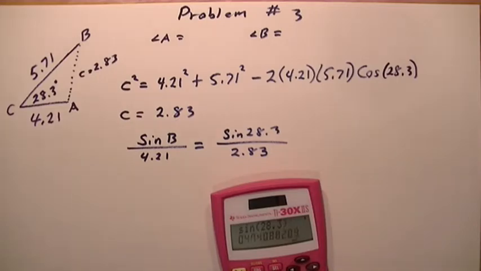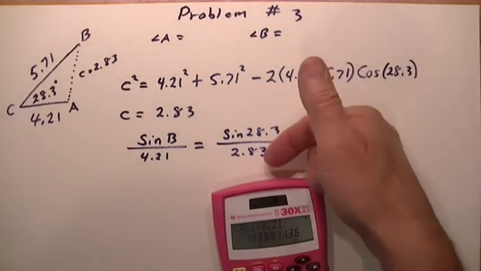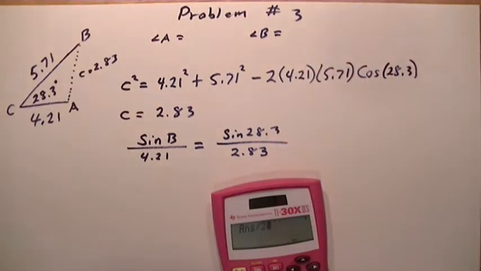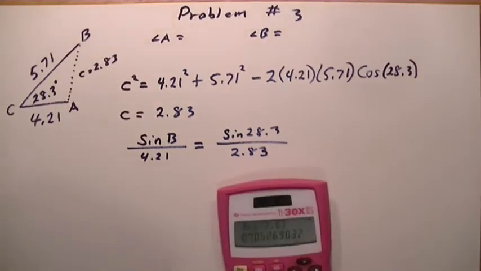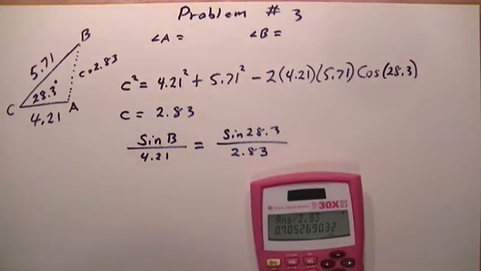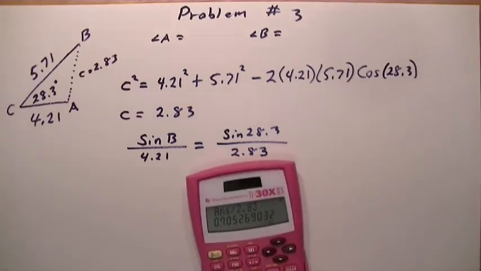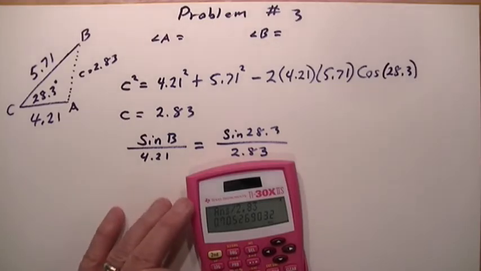I'm going to get an intermediate value of 0.47. I'm going to multiply it by this opposite denominator, times 4.21. I'm going to hit equals again, and then I'm going to divide by the 2.83. And that gives me 0.705269032, which I'm actually going to store and use later. So I'm going to hit my store button here, store it away in memory A.